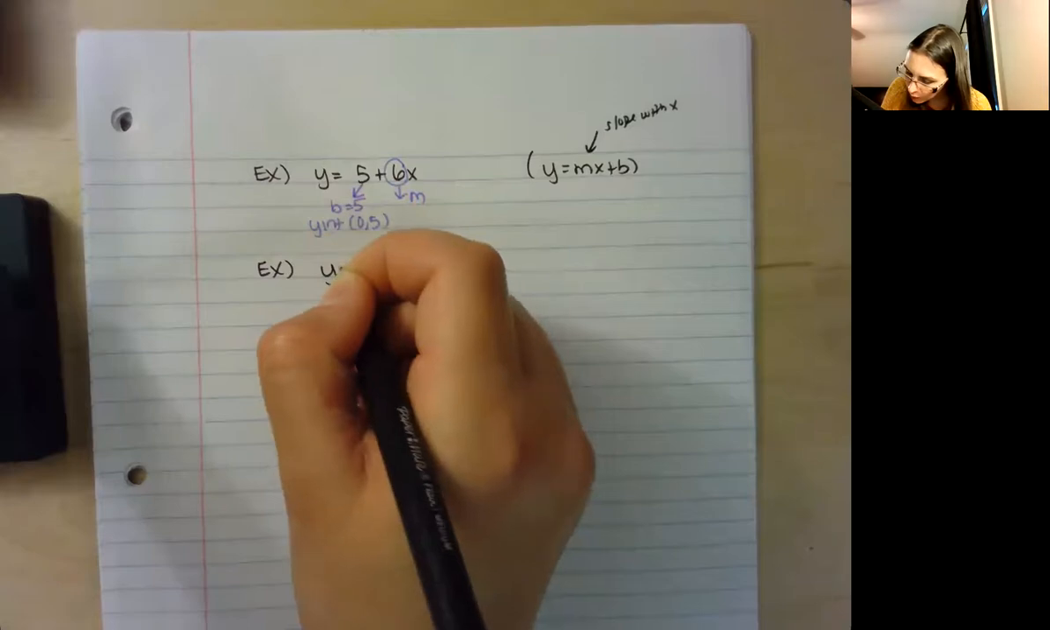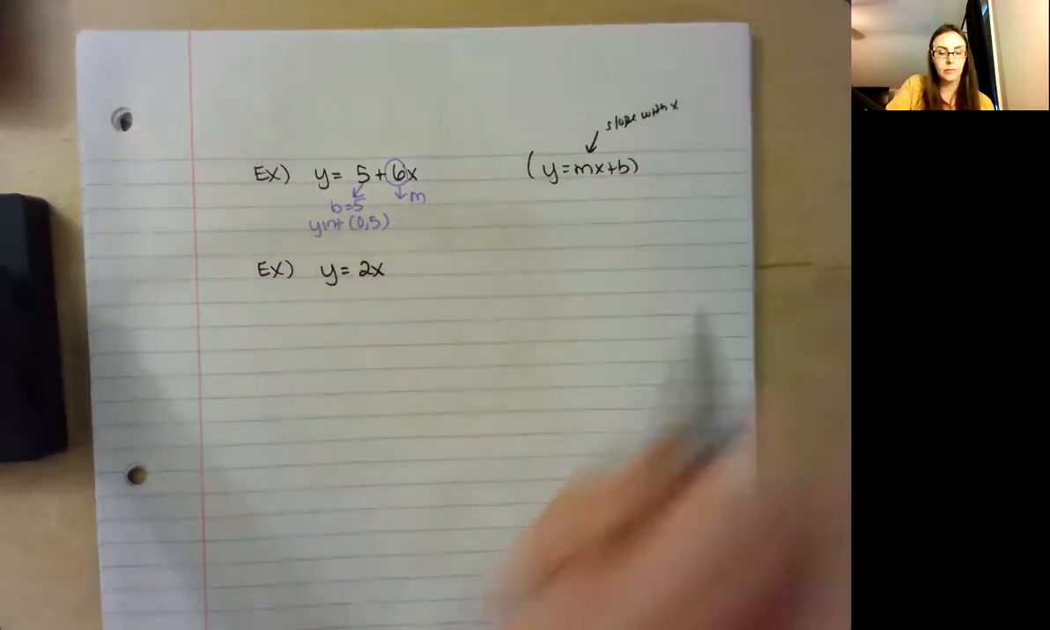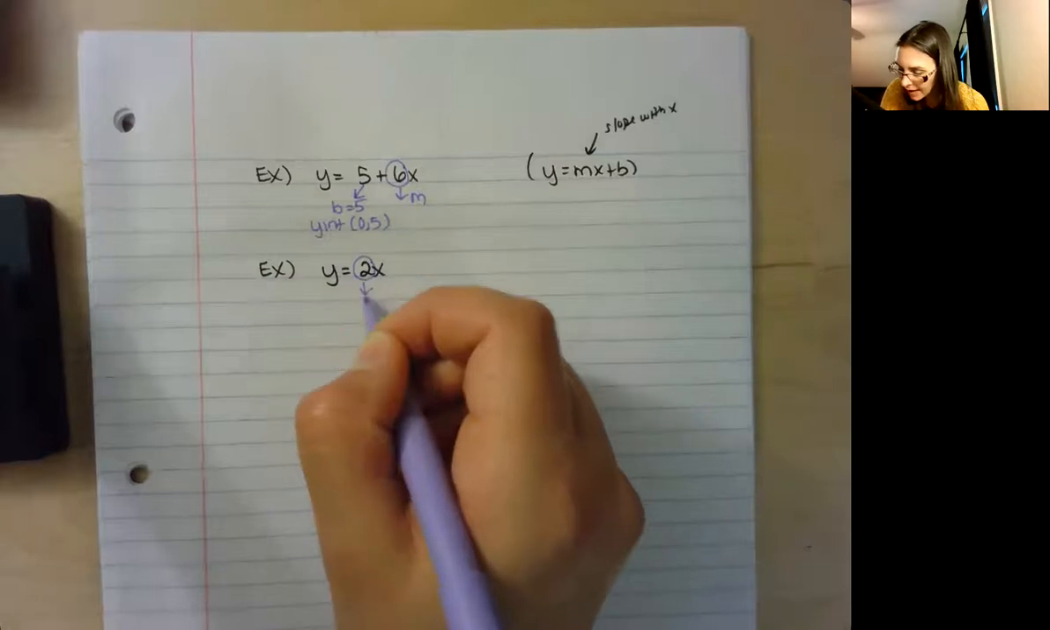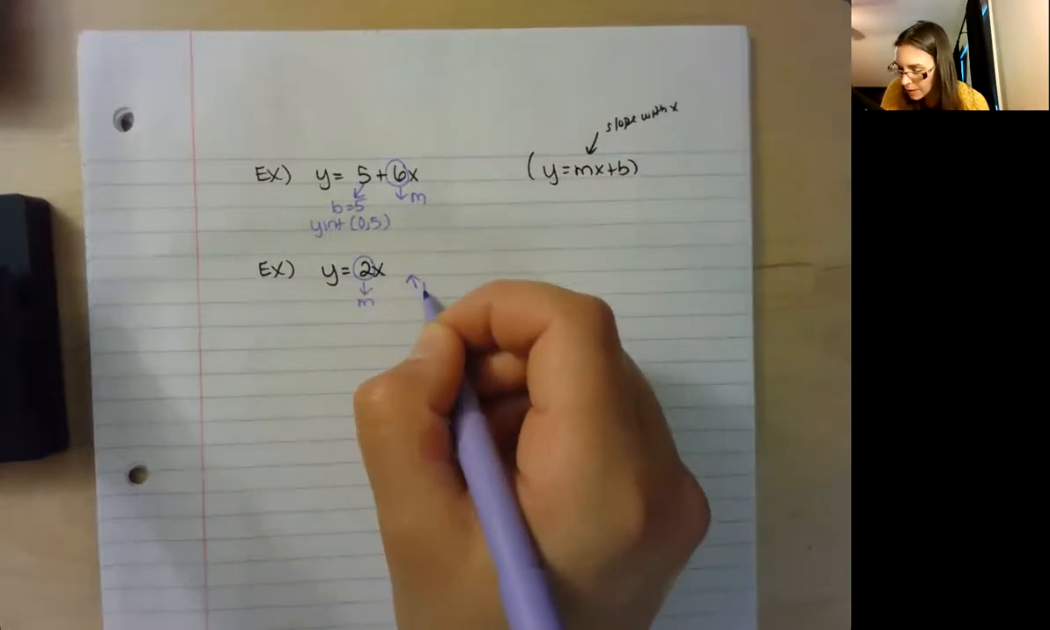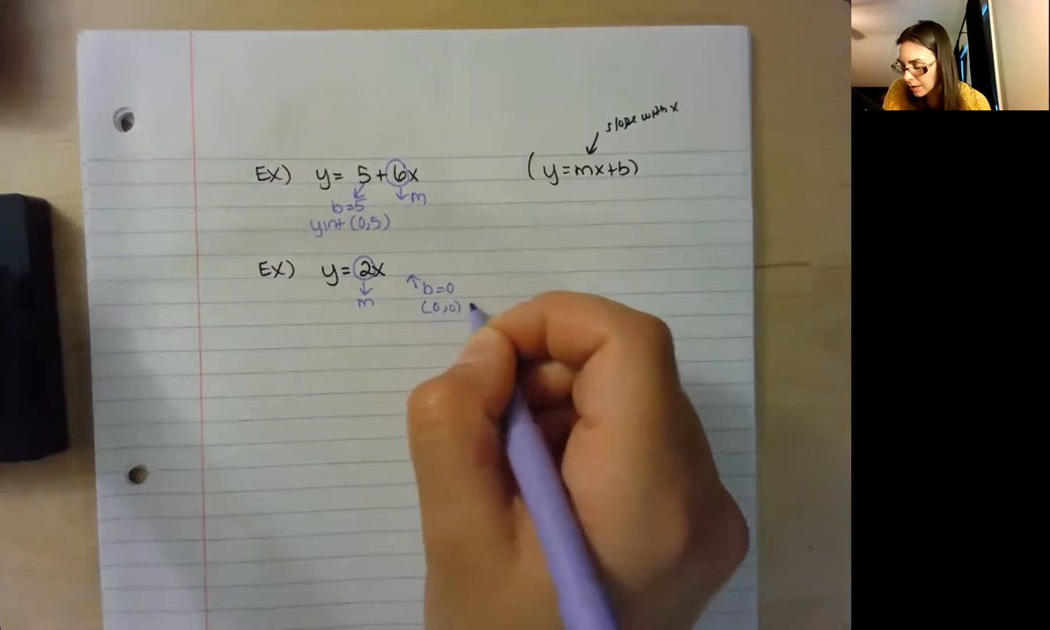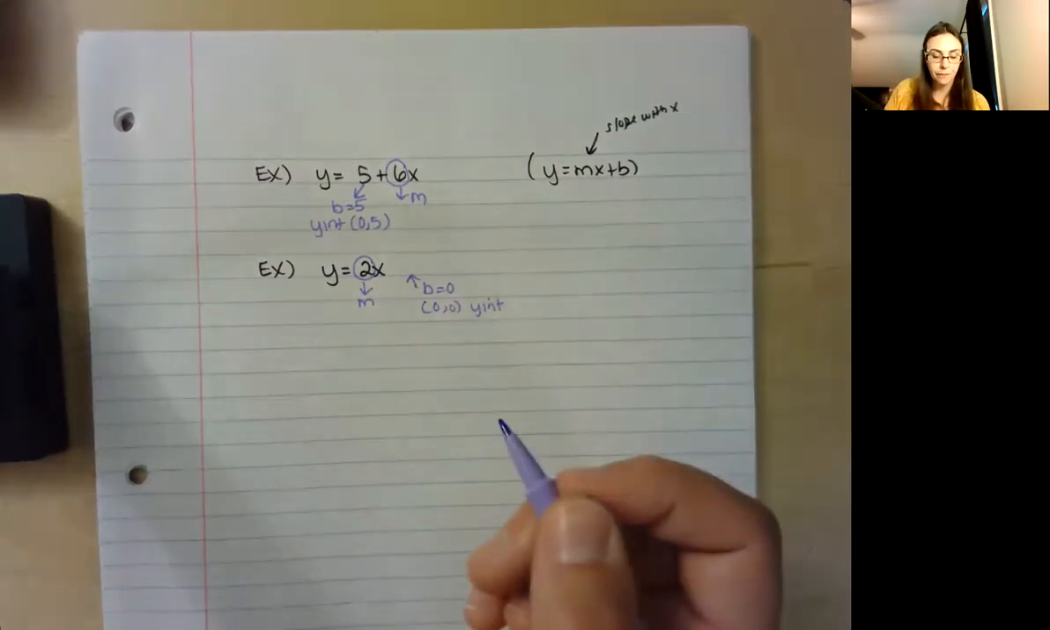Let's say I have y equals 2x. Well, my slope is with the x, and if I have no b, then the b is 0, because it's missing. So your intercept here is just (0, 0).